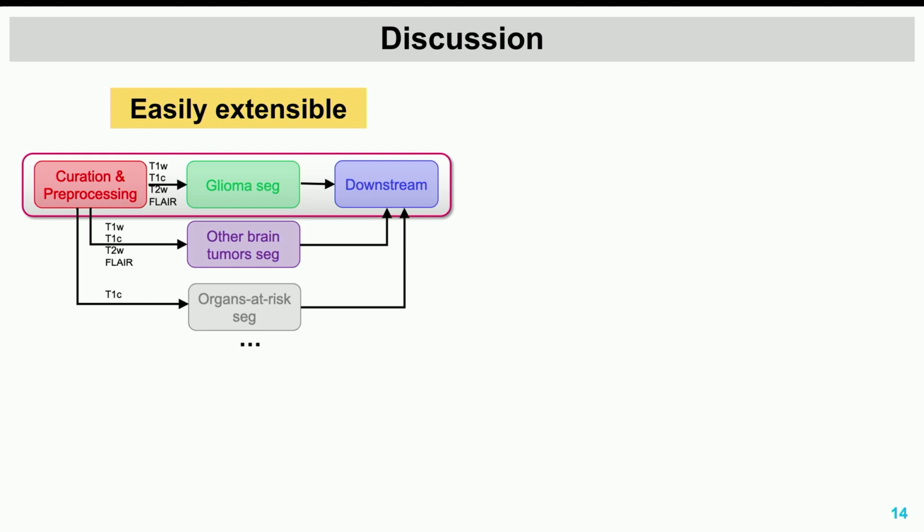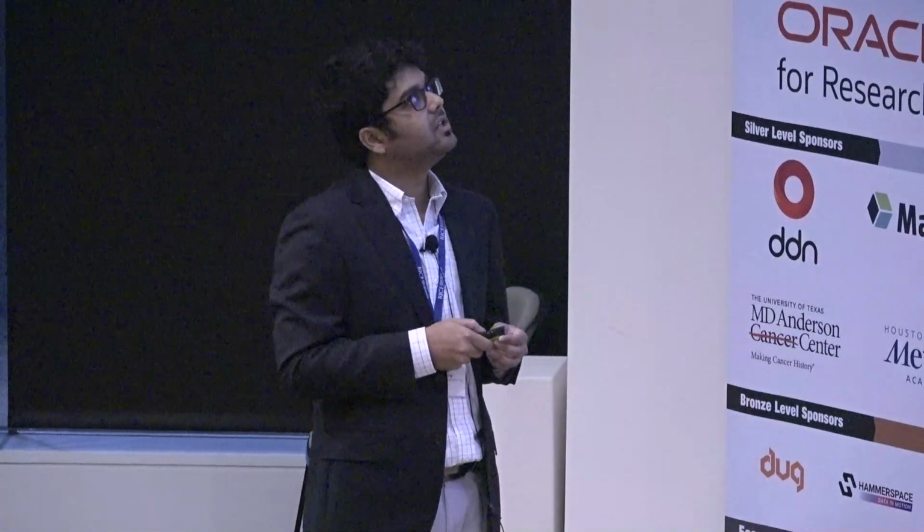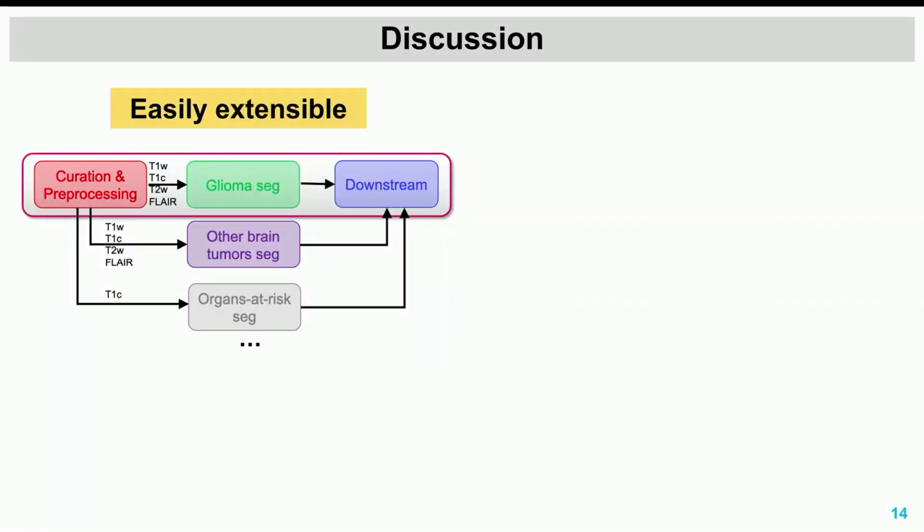So to wrap up, I would mention a couple of things. First of all, this framework is easily extensible. In this initial version, whatever you see in this red box, that is curation and pre-processing, and we have these 4 scans. We do glioma segmentation, and we do some kind of downstream processing. But let's say we want to do some other kind of brain tumor segmentation, and probably these 4 scans will still be useful for that application. So we can still use this same curation and pre-processing stage, train a different segmentation model for the other type of tumor, and probably have the same kind of downstream processing again.